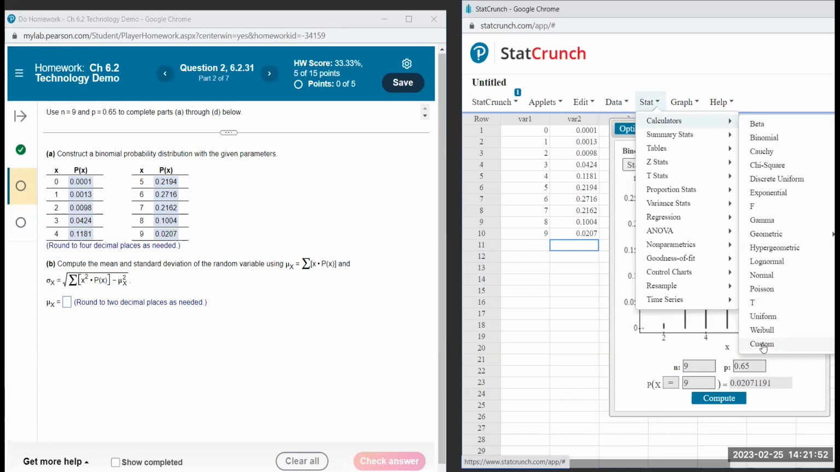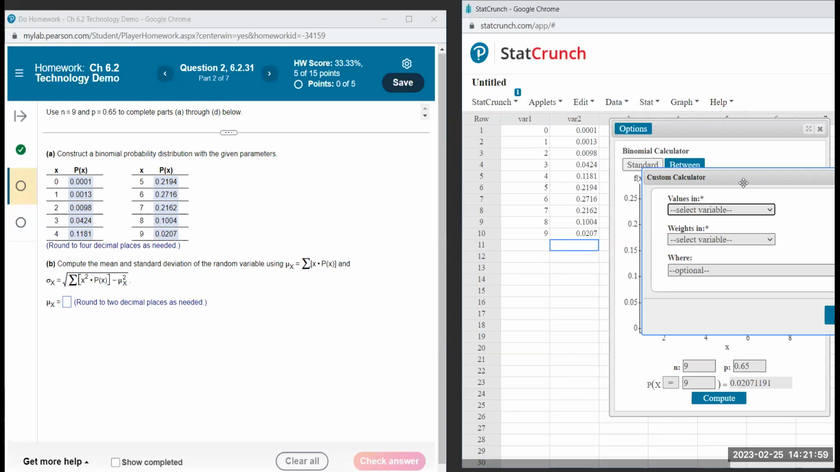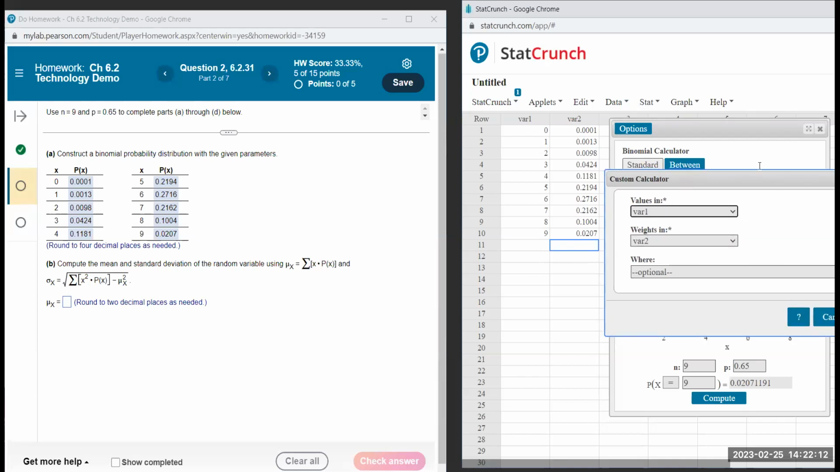Here we only have 2 outcomes, so it works for any number of outcomes, but we usually just apply this if there's more than 2. So the values are in variable 1 and the weights in variable 2. So my outcomes are in column 1 and the probability of each outcome, which are considered the weights here, is in column 2. And then we just compute.